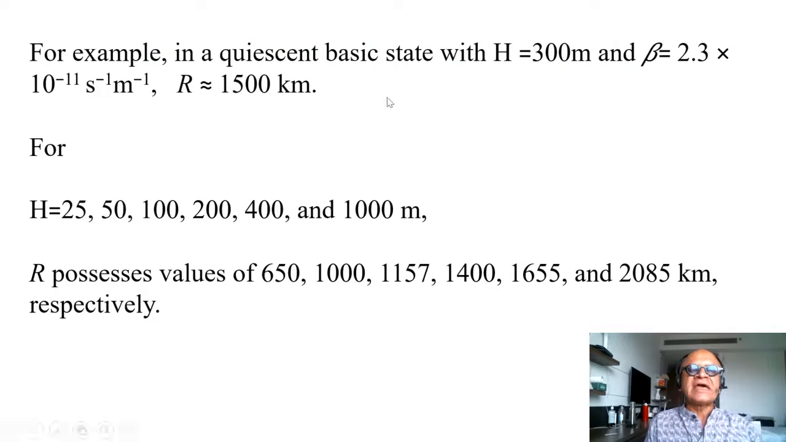So just as an example, if the basic state is quiescent, and you have an equivalent depth of 300 meters and beta is 2.3 times 10 to the minus 11 per second per meter. Remember, this is df/dy. F is 1 over second and df/dy is 1 over second meter. Then you get a Rossby radius of 1500 kilometers. But when you choose different depths, 25, 50 and so on, you end up with Rossby radius having values of 650, 1000, 1157 and so on, right?